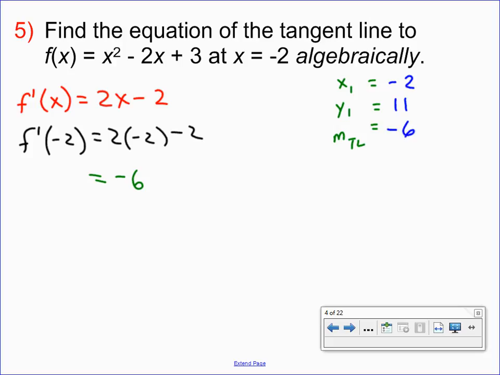So now, if we're being cheesy, we'll do y minus y sub 1 equals my slope m times the quantity x minus x sub 1. And if we wanted to, we could rearrange that. We don't have to. I'm going to get -6x minus 12 plus 11, looks like -1. Is that right? Raise your hand if you had the same equation. Right, number 5. Awesome.